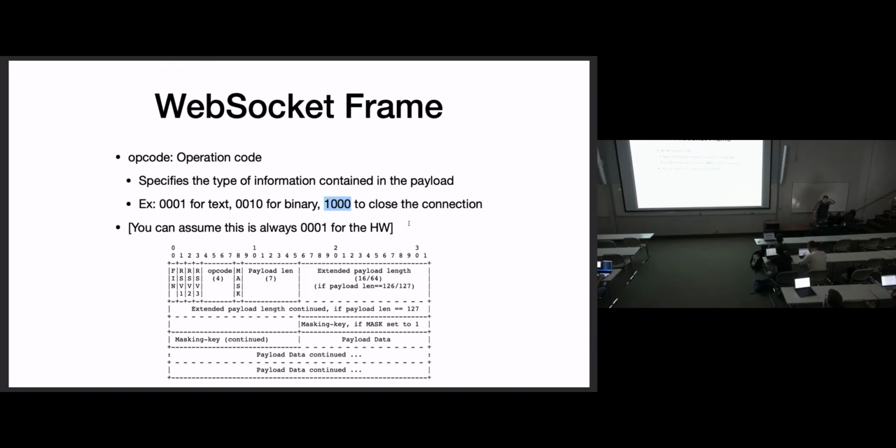An opcode of 8, closing the connection, you're going to see this if you close a tab. You're going to get that opcode of 8 because the browser is saying, hey, this connection's done. My user just said we're done with this WebSocket, and then sends that opcode of 8. So that one you might see in your testing, even though I'm allowing you to assume text only.